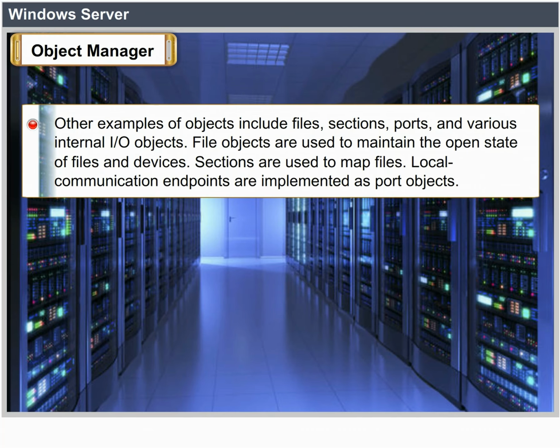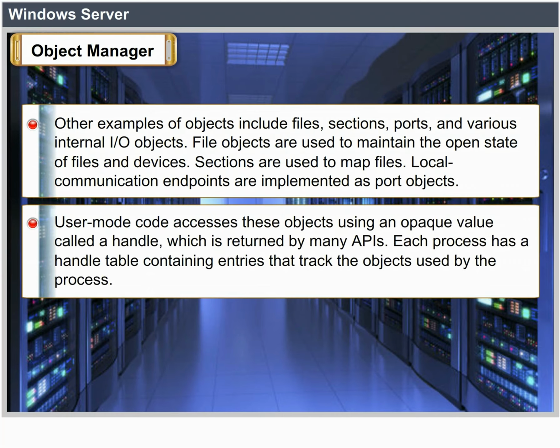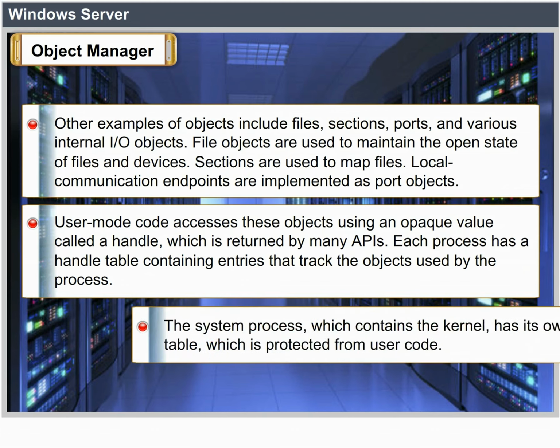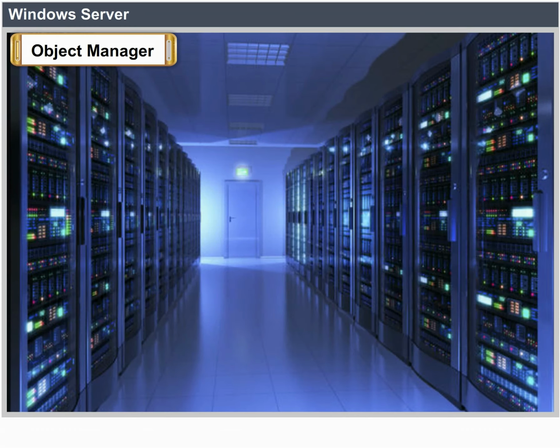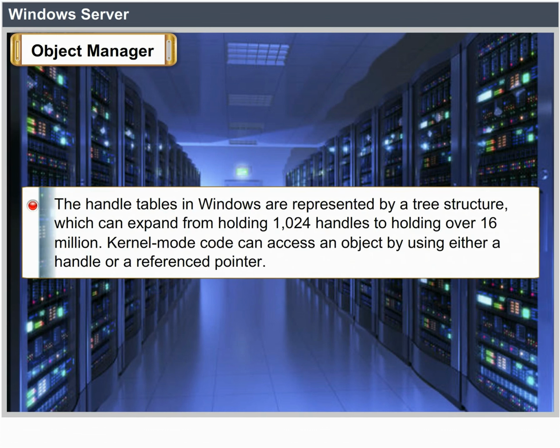User mode code accesses these objects using an opaque value called a handle, which is returned by many APIs. Each process has a handle table containing entries that track the objects used by the process. The system process, which contains the kernel, has its own handle table, which is protected from user code. The handle tables in Windows are represented by a tree structure, which can expand from holding 1024 handles to holding over 16 million. Kernel mode code can access an object by using either a handle or a reference pointer.